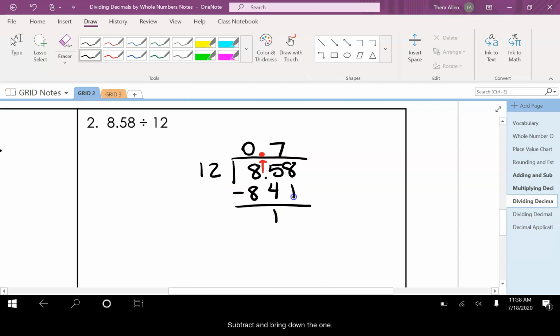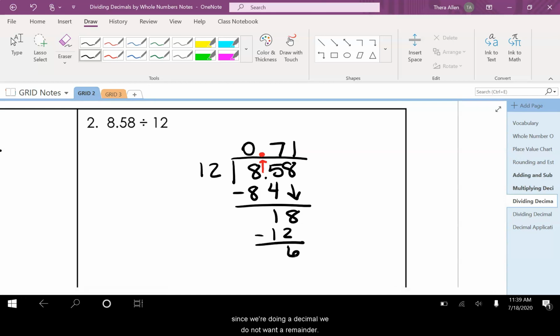Subtract and bring down the 1 and bring the 8 down. Now we just look, how many times can 12 go into 18? It only goes 1 time. We multiply it through, and here is where we have an issue. We're left with 6, but since we're doing a decimal, we do not want a remainder left. We can use remainders when we're focusing on fractions or when we're focusing on just whole numbers. But now that we're learning how to use decimals when dividing, we need to know how to continue dividing so we can finish out our decimal.